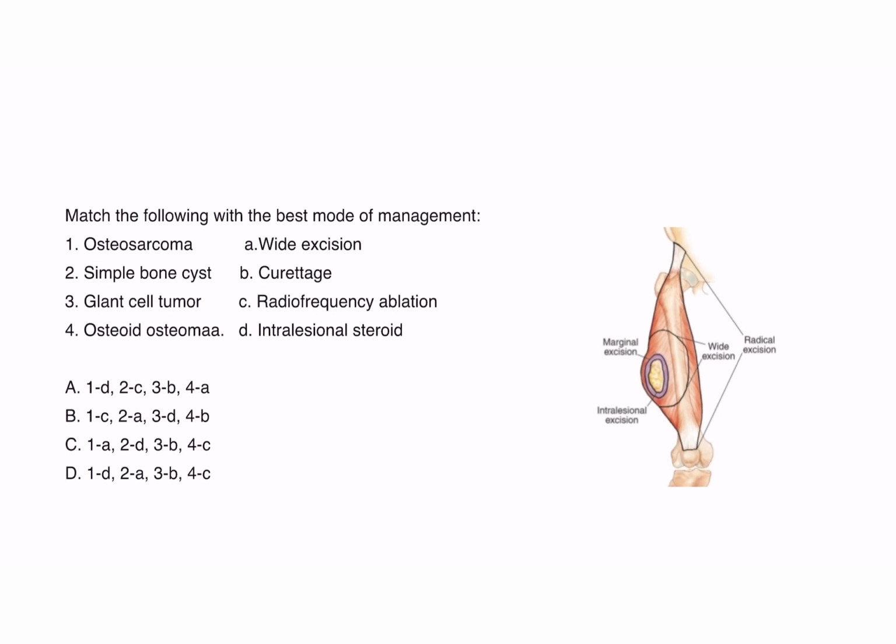So if you see in this slide, whenever there is a tumor, you just get inside the tumor and debulk the tumor. That is called an intralesional excision. You can do that for a simple bone cyst, and then fill the area with a steroid, right? Or a bone graft. That's fine. You can do that for a simple bone cyst.